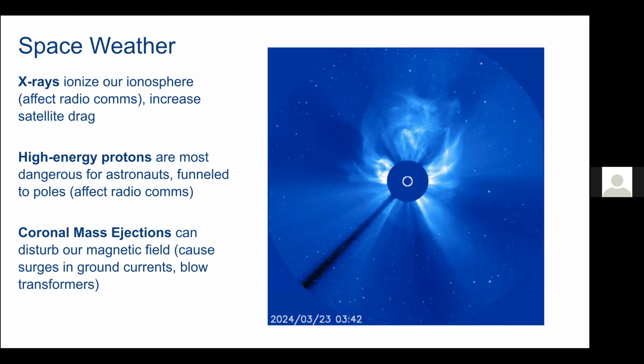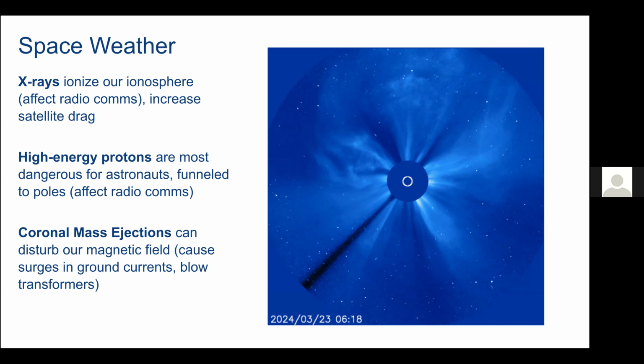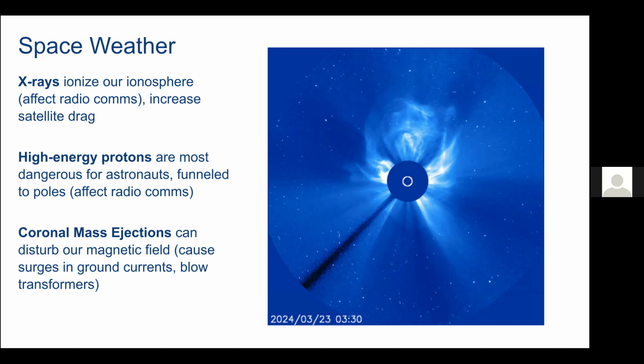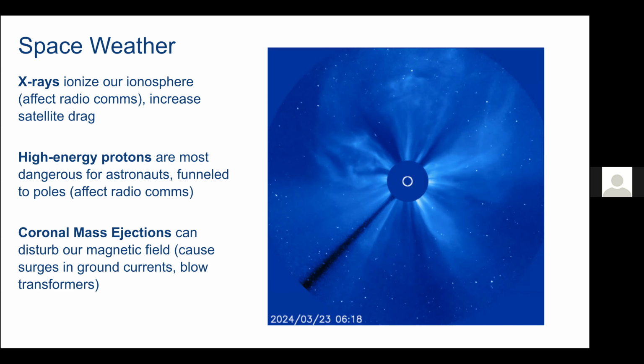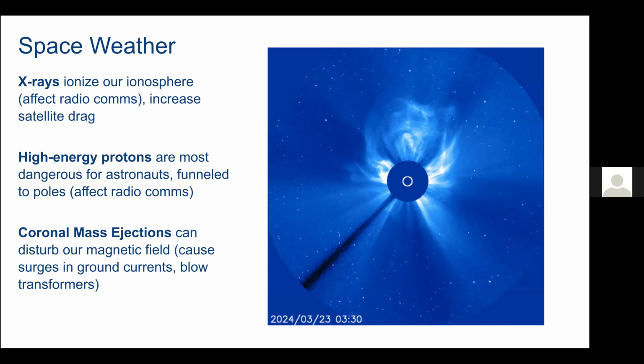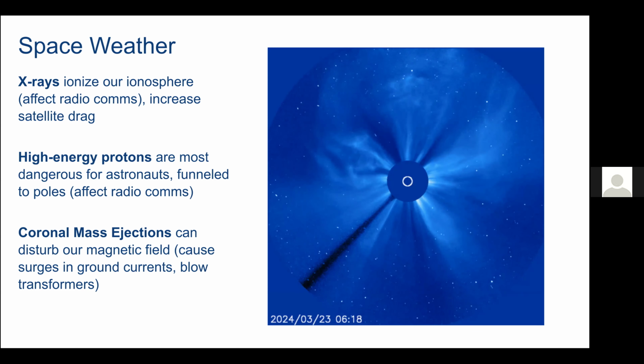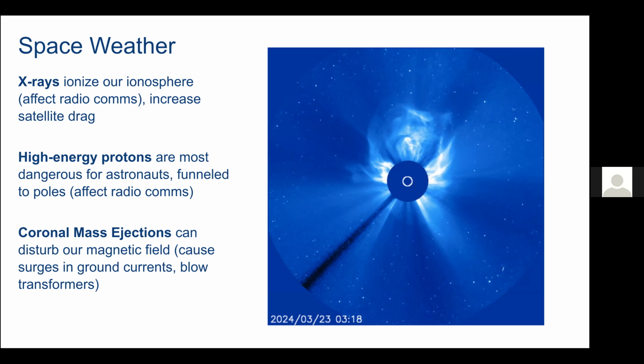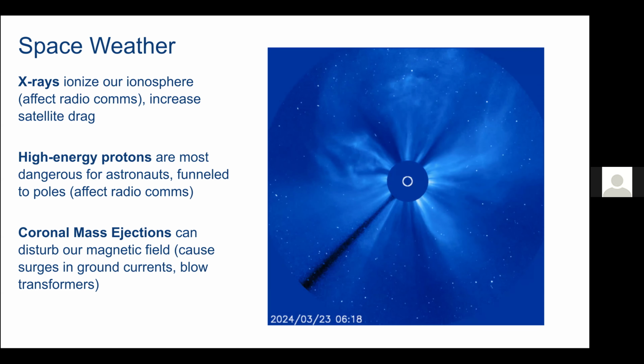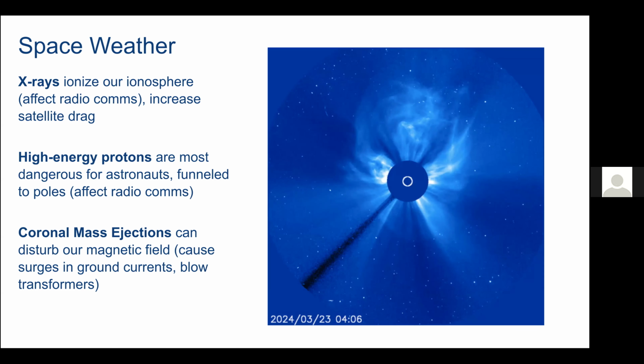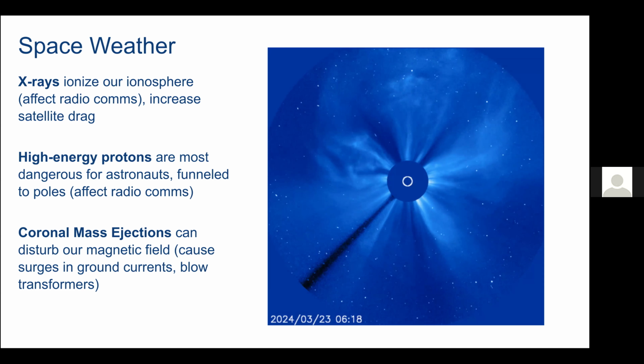And then the coronal mass ejection itself, which you see here in a scattered light image, will slam into our magnetic field and under certain conditions can induce currents in the ground. So power companies need to divert power away from fragile transformers if there's a big surge in current.